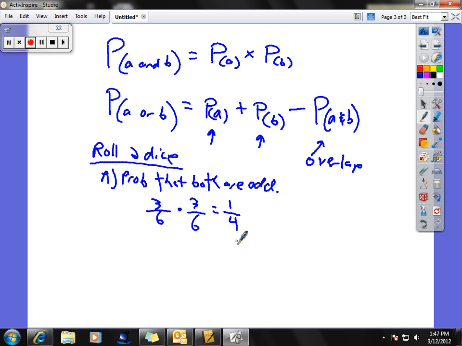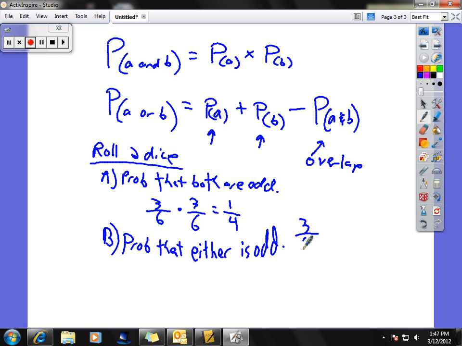Okay? Now, but what happens if we say the probability that either one is odd? No, that's just both are odd. This is probability either one is odd. If we say the probability either is odd, so the first one is still 3/6, right? And the second one's 3/6. If we just left it at that, what is that? That's 1. That's everything. That means it's always going to happen.